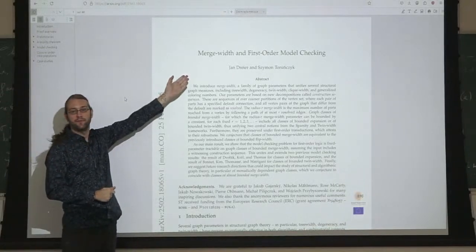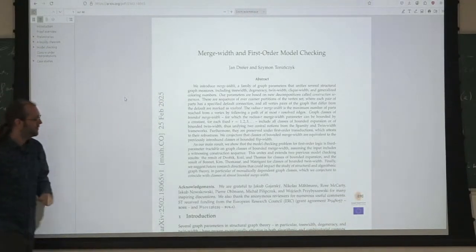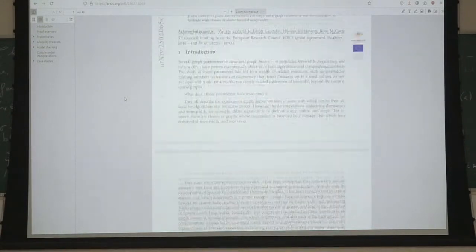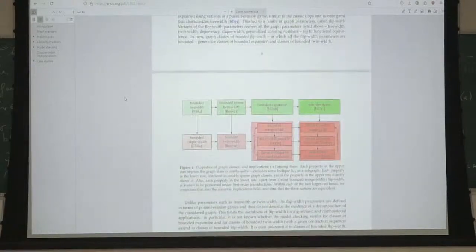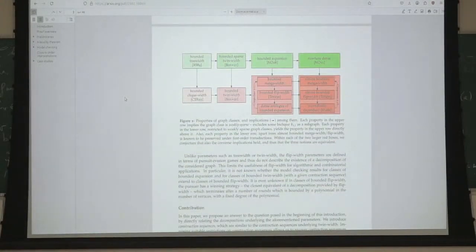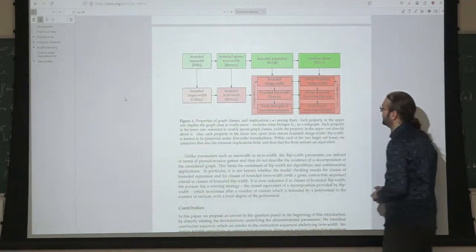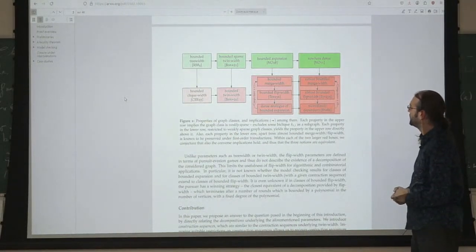introduced merge width. And this is another width parameter which generalizes twin width. I mean, I haven't had the time to look at it, but I just saw it passing on arXiv. And now we get this diagram, similar diagram, but now he says that this merge width might be more interesting.